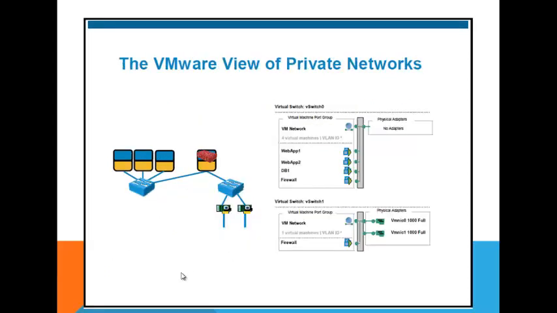What I explained in the previous slide, you see the same thing here. I have two switches, switch 0 and switch 1. Switch 1 has a VM called a firewall. I see the same firewall here, the VM. There is no physical adapter here. There is a physical adapter here. This is a logical flow.